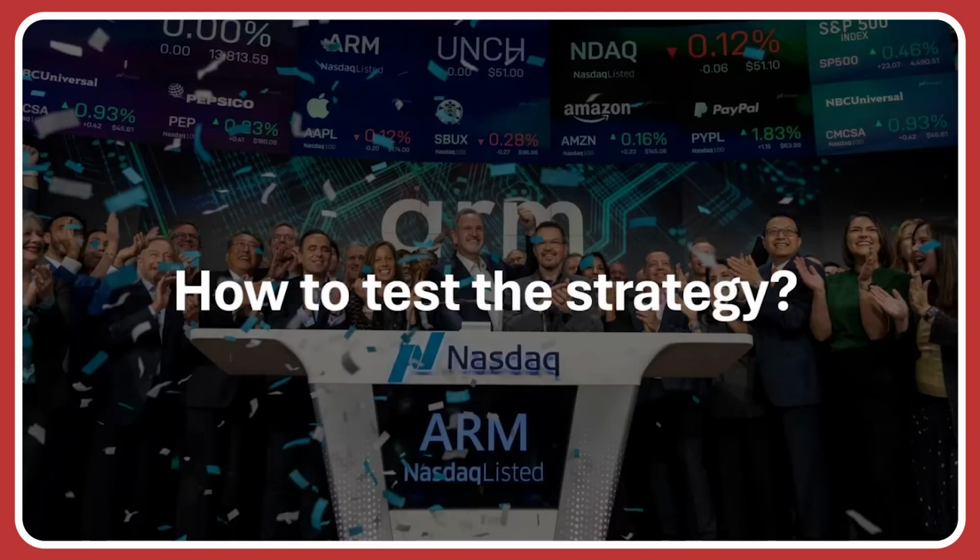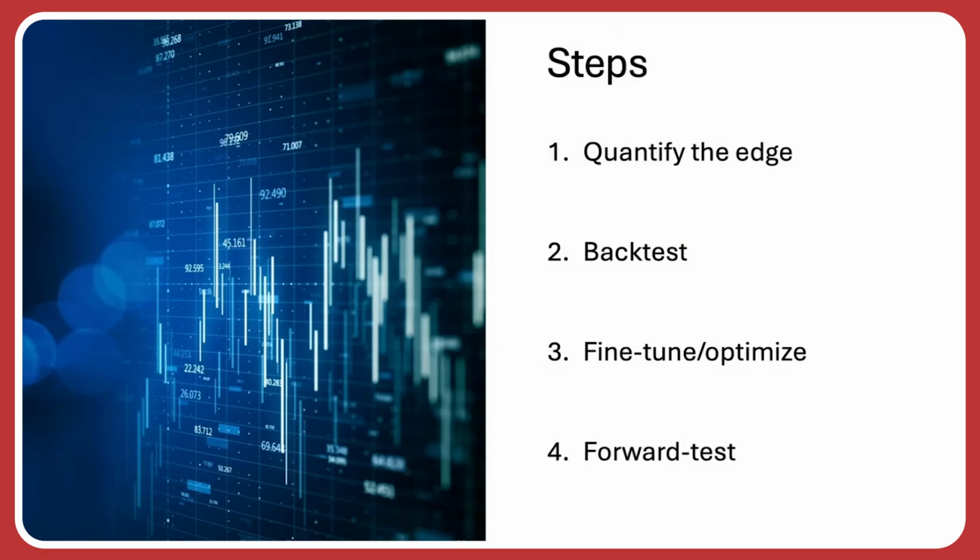So how do we test a strategy like this? The way I think about testing, my process, basically I follow 4 steps. First, I try to quantify the edge. Then I backtest the strategy. While backtesting, I try fine-tuning and sometimes optimizing the strategy. And once I feel confident, I do a forward test. I forward test for some months. And once I really feel confident about the strategy, I deploy real capital.